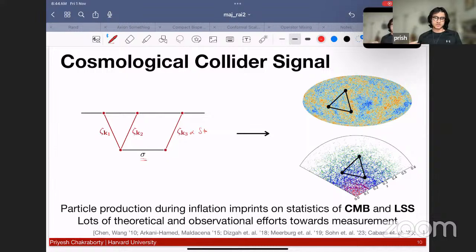And there's a lot of theoretical work that's been going into understanding what these signals could be, what their phenomenology is, formally what they tell us about physics, etc., and also towards measurement. I would like to emphasize that recently these signals have been constrained using the CMB and LSS data as well. So people really want to measure this soon.